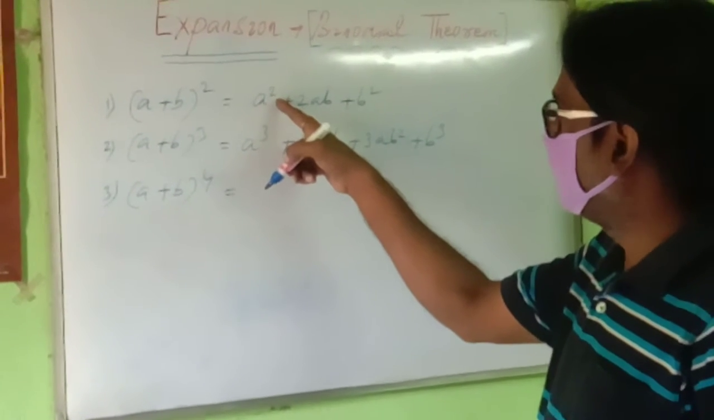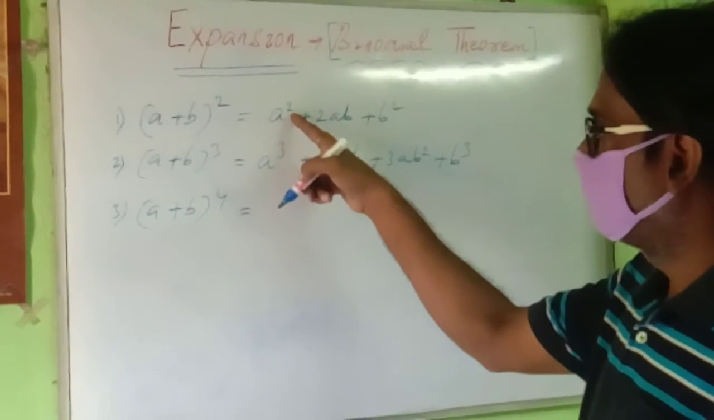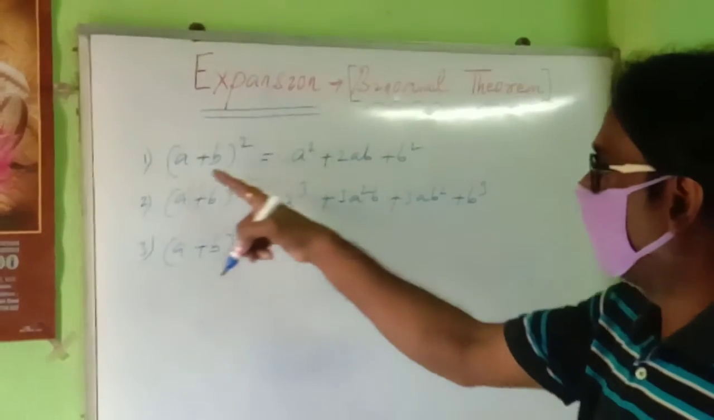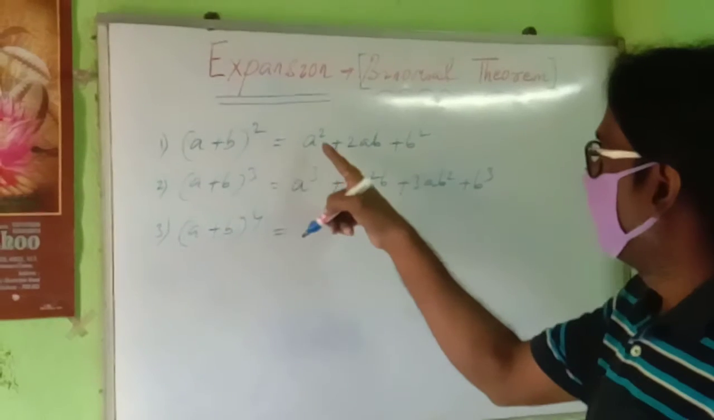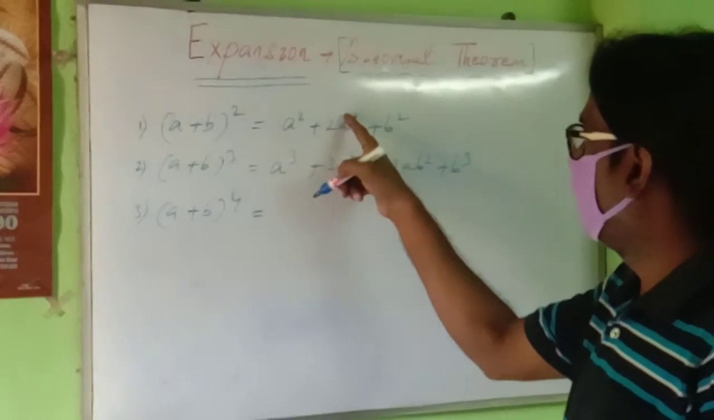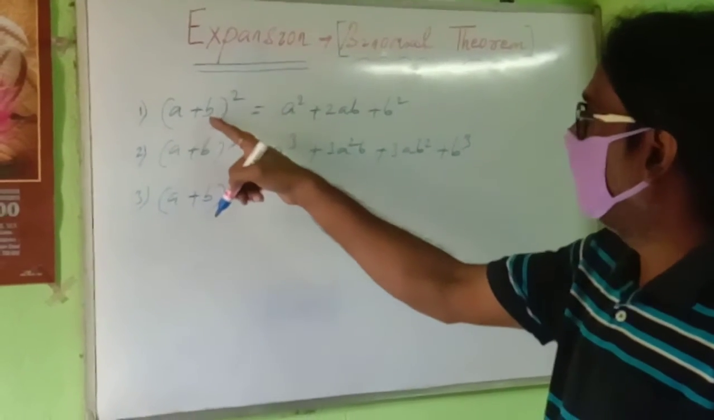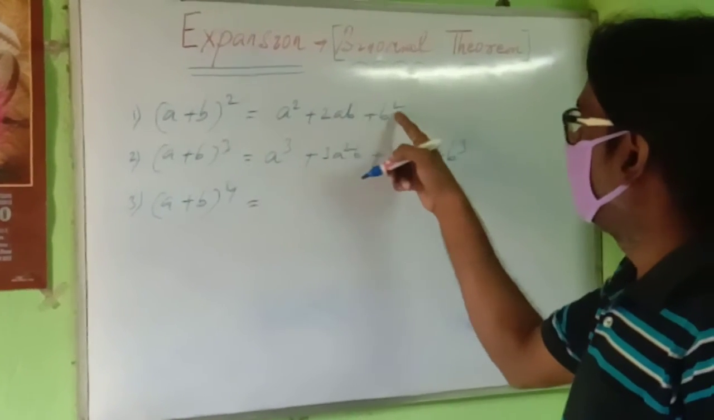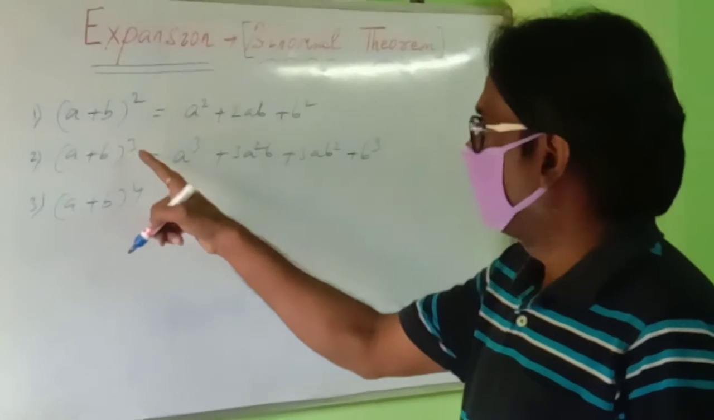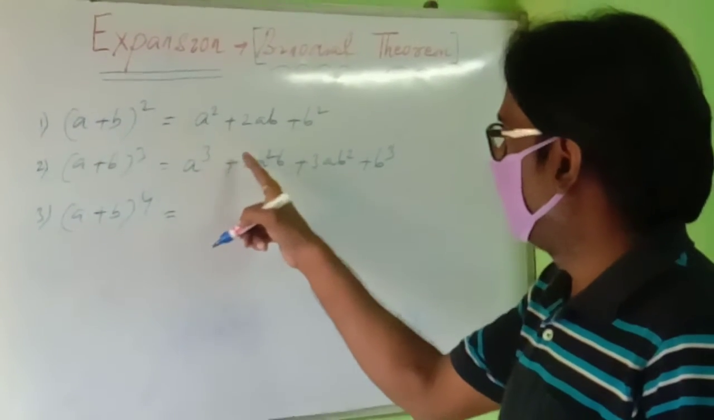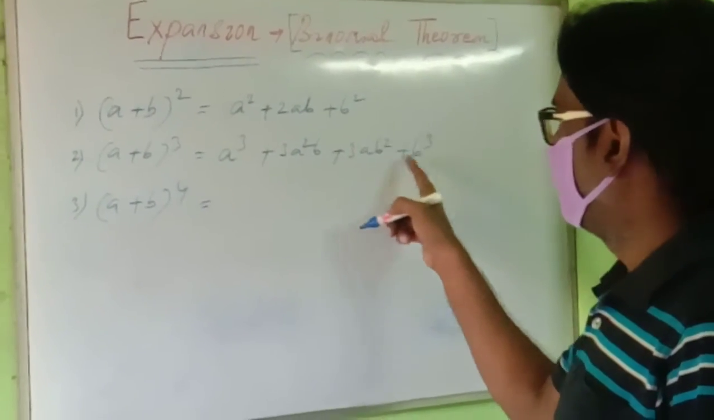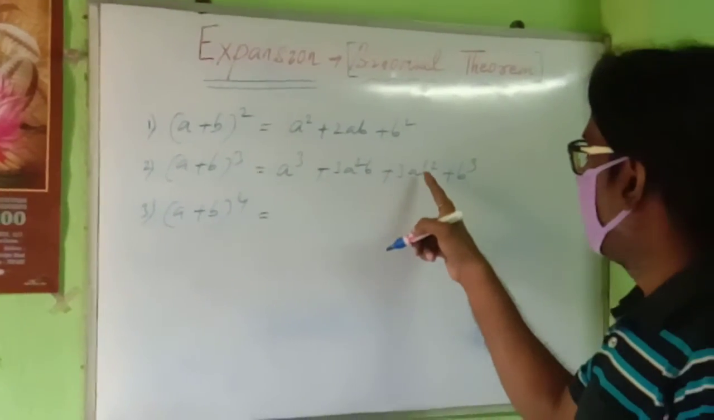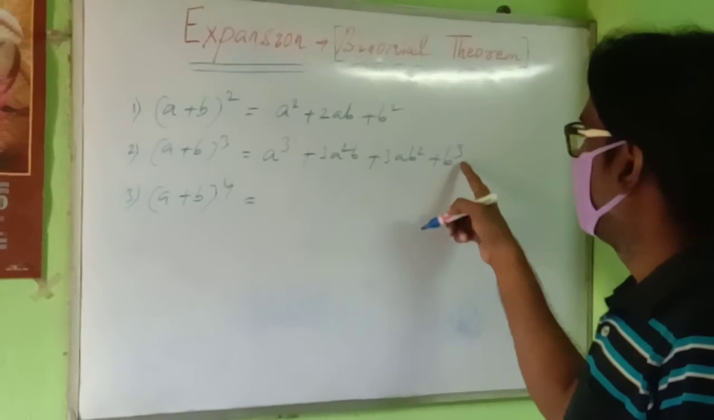A plus b whole square means a square plus 2ab plus b square. Here the power of a is decreasing. Height 2 means the power of a will be 2. First term is a, second term is b. Power of a decreasing: 2, 1, 0. And power of b will increase: 0, 1, 2. Same process for a plus b whole cube: power of a will be 3, then 2, then 1, then 0. Power of b will be 0, 1, 2, 3.